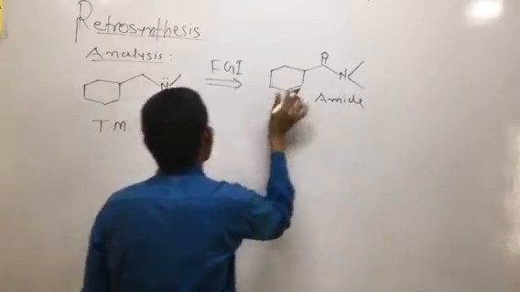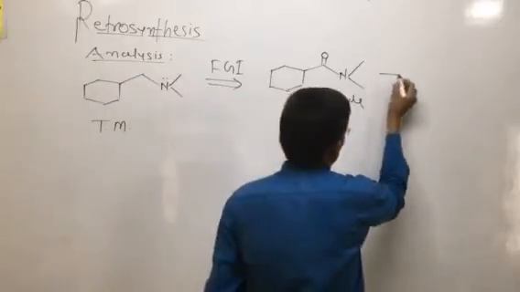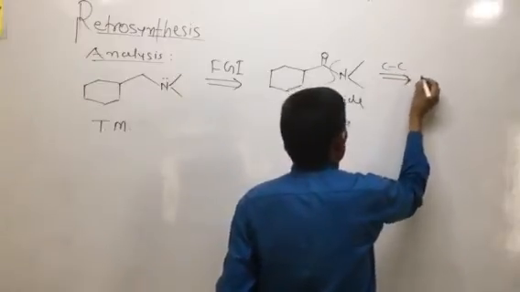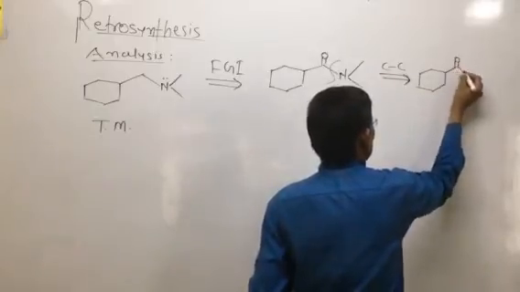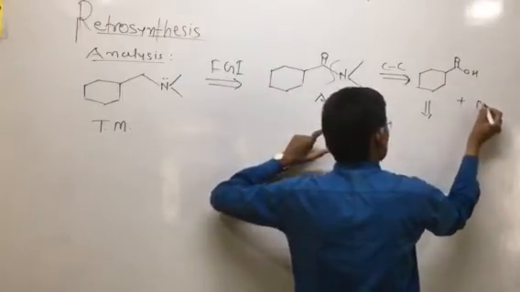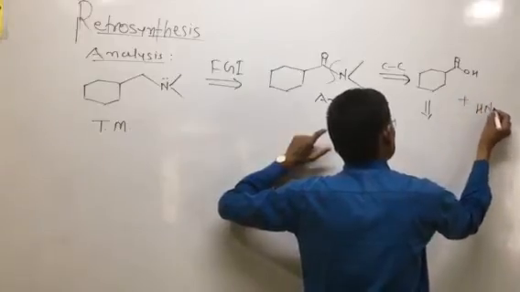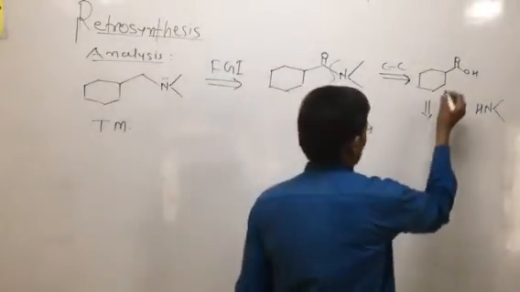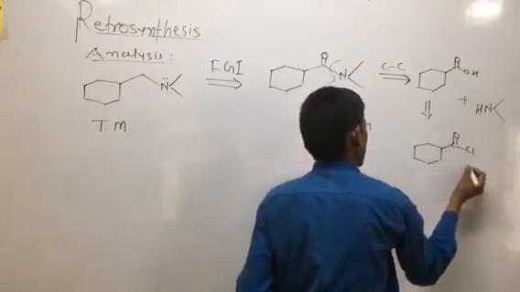This amide is converted into the amine by using a reducing reagent. Then we have the CC disconnection. After the CC disconnection, there is formation of this C=O OH acid, and this acid with its equivalent reagent, the amine, which is called a secondary amine. So these are the synthetic equivalents. This acid is converted into the C=O Cl acid chloride.